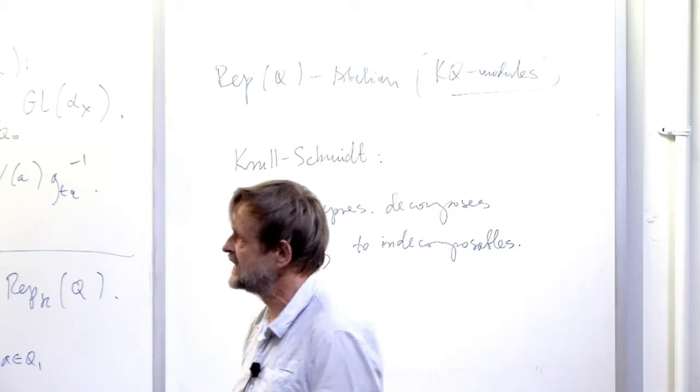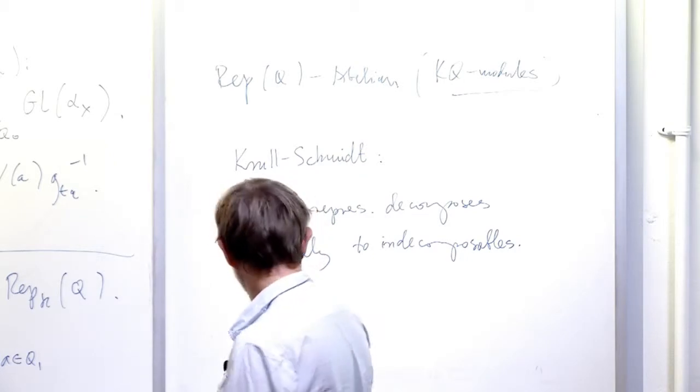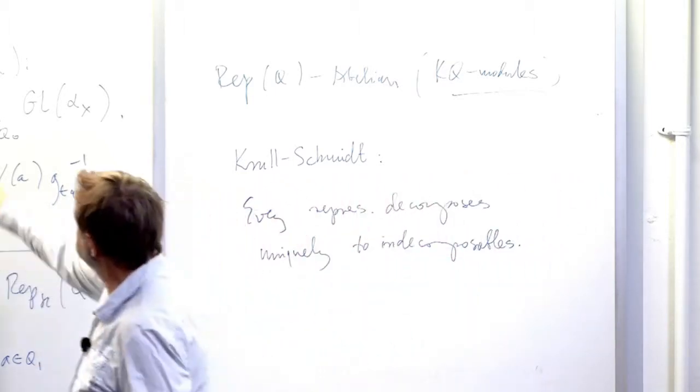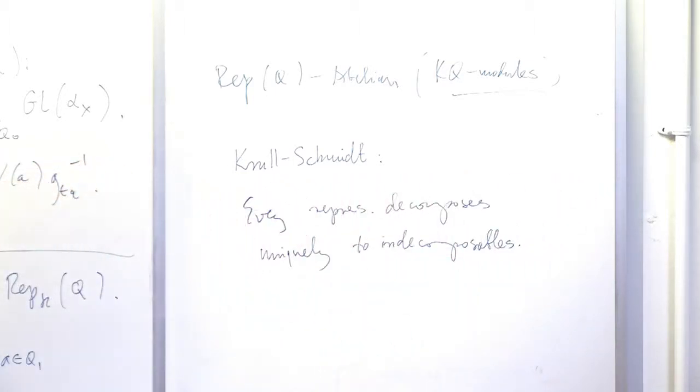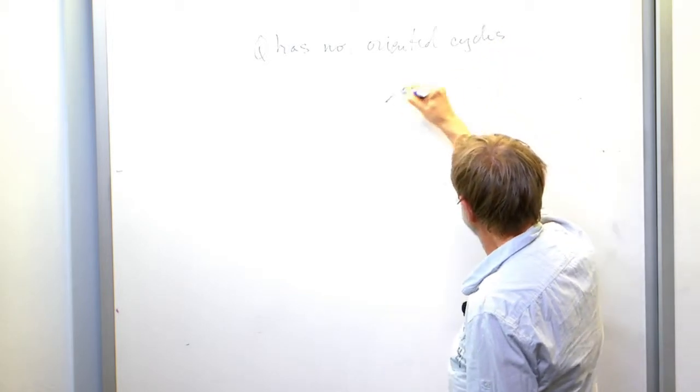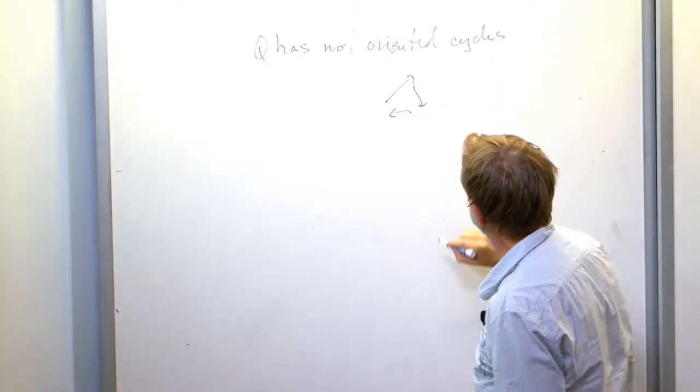All right. So now I'm supposed to talk about semi-invariants. So let's talk about semi-invariants. Here I'll make the assumption that Q has no oriented cycles. It means at the moment also no loops, for example. So something like this is not allowed.